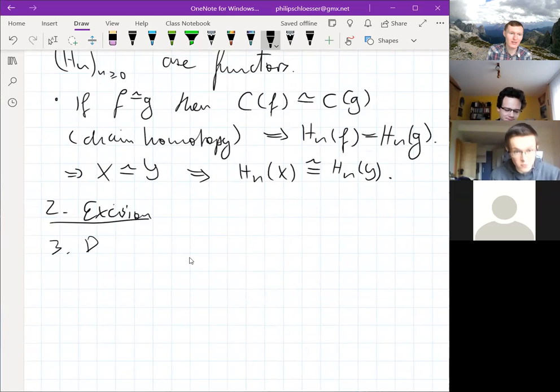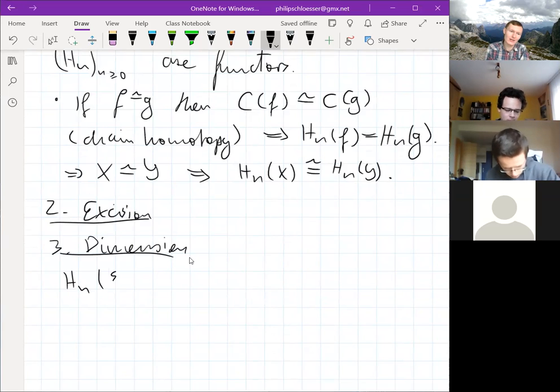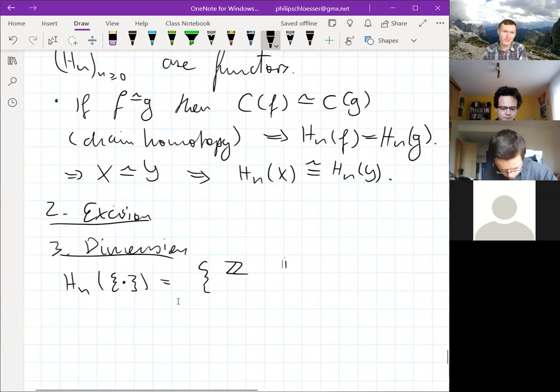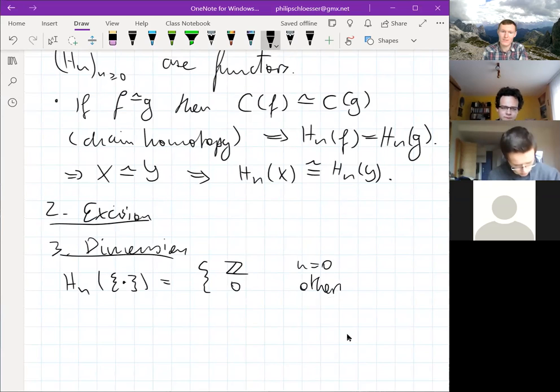So third axiom, dimension. Well, that's a bit misleading. It tells us that the space containing one point has very specific homology groups, namely the following. It is Z if n is equal to 0, and the trivial group otherwise.